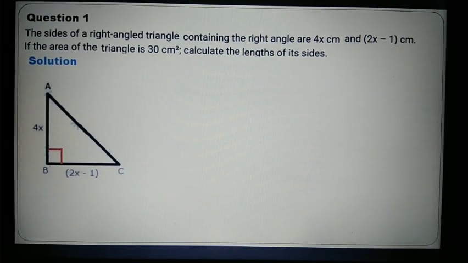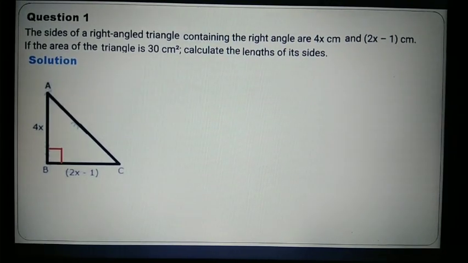If the area of the triangle is 30 centimeters squared, calculate the length of its sides. Okay, so that means I need to calculate what is my AB, what is my BC, and what is my AC. Okay, so let's begin the problem.